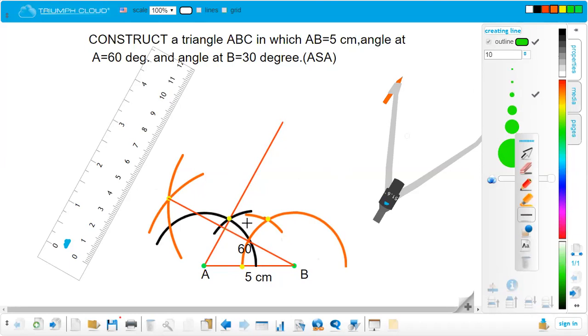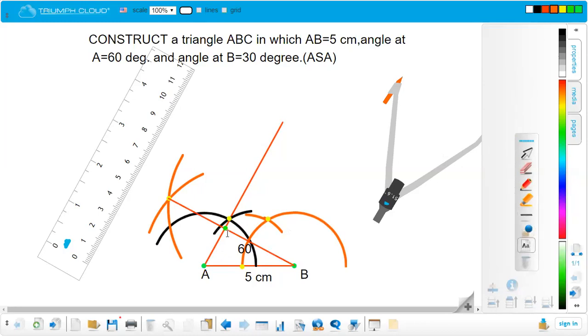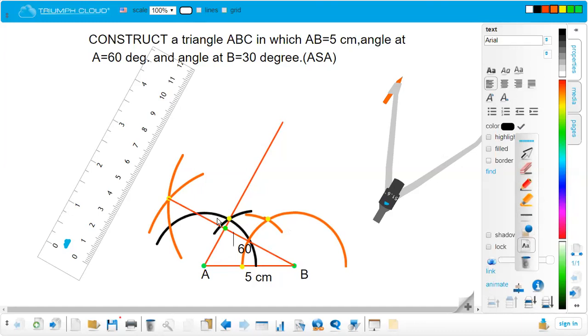This point, this intersection point, is just the point C. Let me name it. It is the point C. Okay, let me write here. This is just the point C. Let me use a different color here to write. This is the point C.